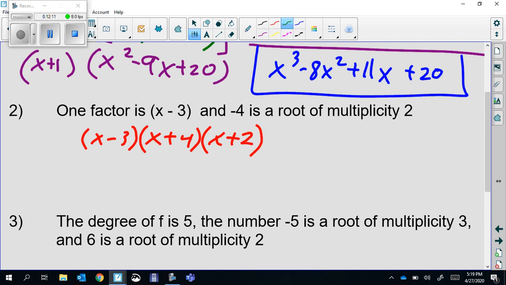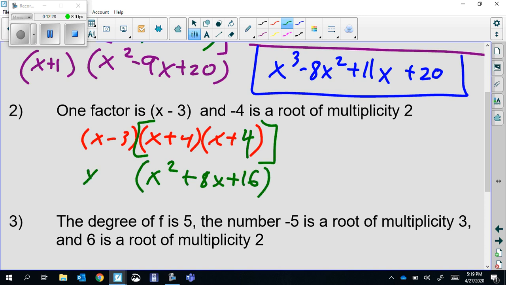Pick whichever ones you want to multiply together. I wrote a 2 instead of a 4. There we go. And multiply 2 together. So let's do these two first. That'd be x squared plus 8x plus 16 times x minus 3.